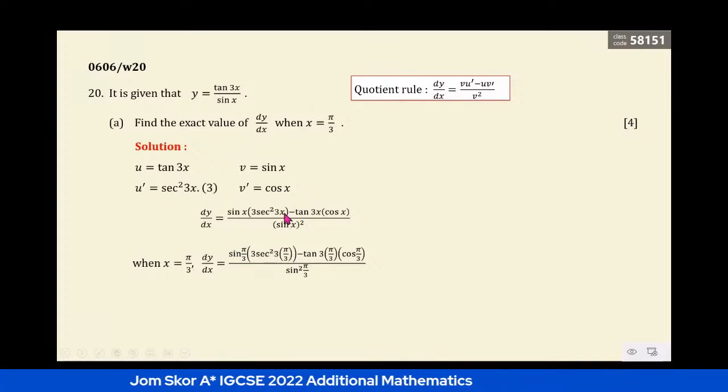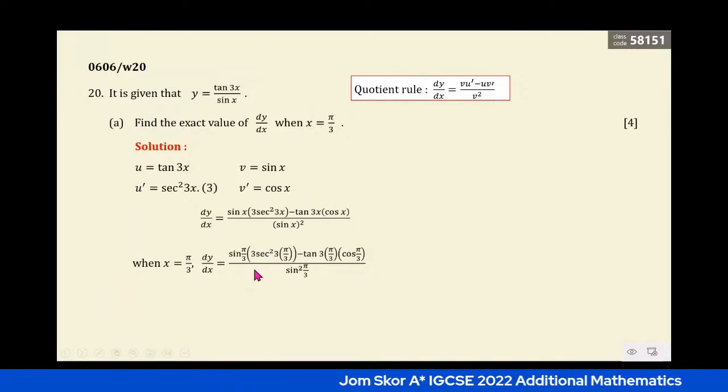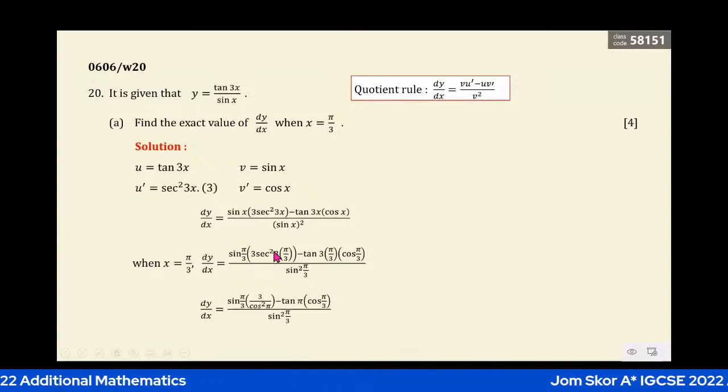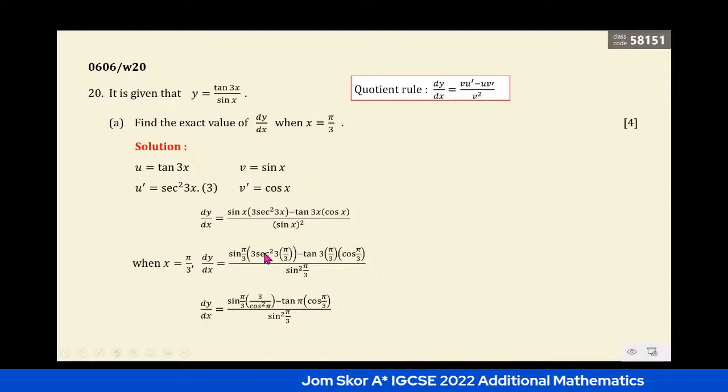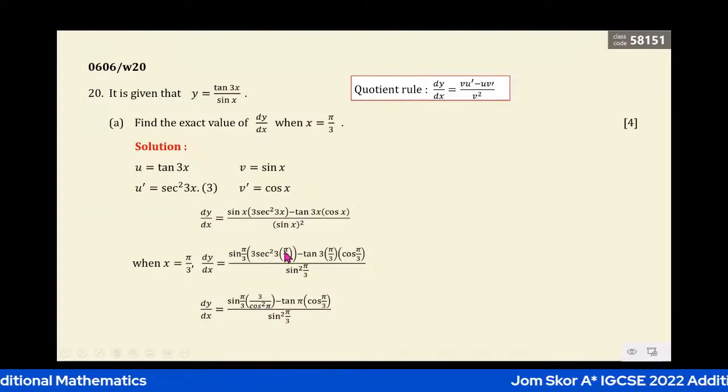Alright, so when x is pi over 3, you can simplify this 3 and 3 here. Okay, and then after that, when you want to use calculator, you have to convert this secant into cos. Okay, so 3 secant square, because 3 and 3 you cancel out, so ia akan jadi secant square pi. So tukar secant square pi jadi 1 over cos square pi. Okay. Yang lain semua dah dalam sin, tangent and cos.